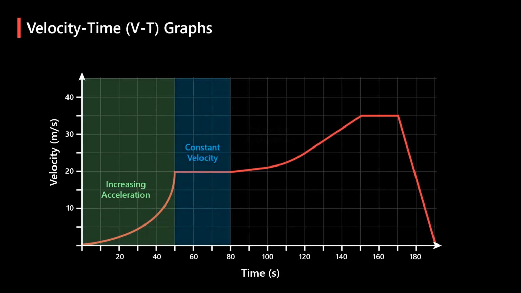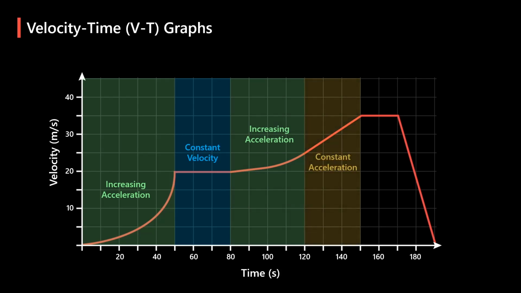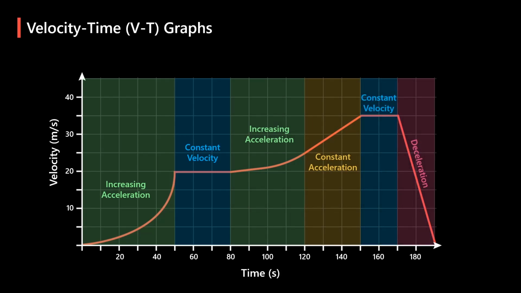A flat line represents a constant velocity. The velocity of the object stays the same over time. Then we have another increasing acceleration, but this time not as great as the one at the start. And a diagonal straight line is a constant acceleration. The velocity of the object increases by the same amount every second. Then we have another constant velocity, and finally, any type of line, be it curved or straight, that has a negative gradient, in other words, the line is going downwards, shows a deceleration.